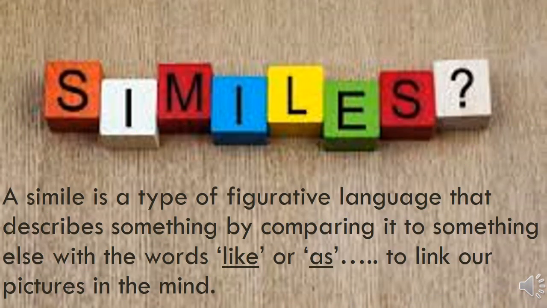Let's start with similes. A simile is a type of figurative language that describes something by comparing it to something else with the words like or as. To link our pictures in the mind, we use like or as. It means that one thing is like another different thing. Like we can say X is like Y. We often use the words as and like with similes.